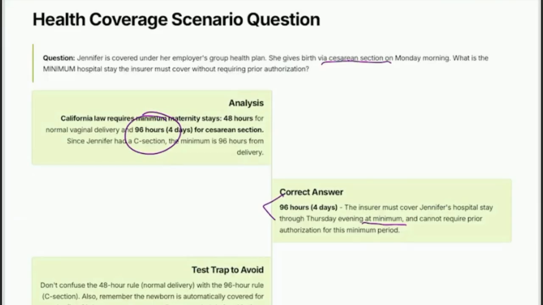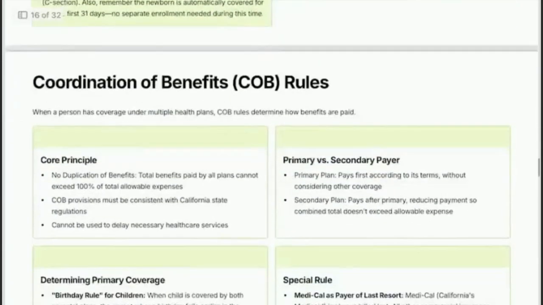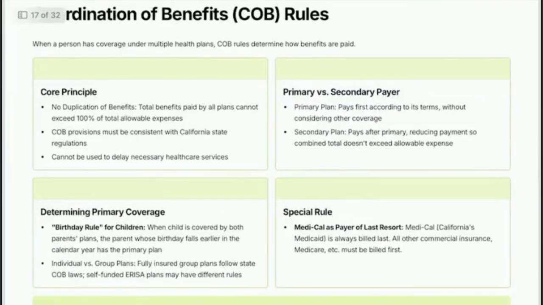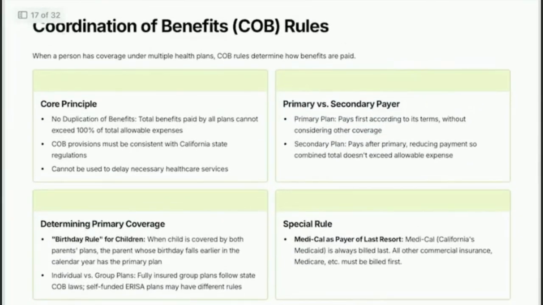Coordination of benefit rules for the state of California. These are different for each state. Of course, it would be easy if every state just picked the same thing, but they don't. So, what is coordination of benefits? It is when a person has coverage under multiple health plans. The coordination of benefit rules determine how benefits are paid, right?